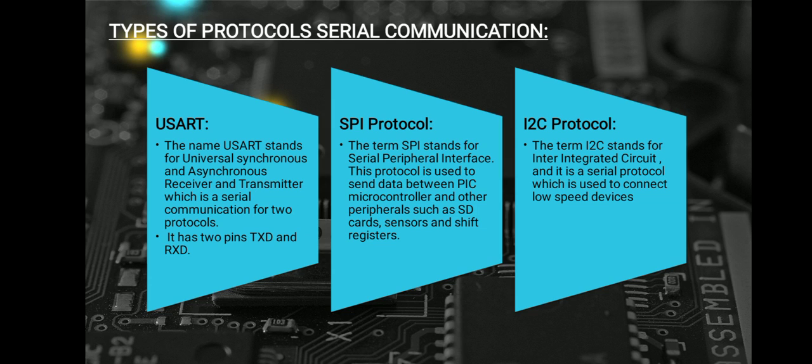SPI protocol. The term SPI stands for Serial Peripheral Interface. This protocol is used to send data between the PIC microcontroller and other peripherals such as SD cards, sensors, and shift registers, etc. The PIC microcontroller supports 3-wire SPI communication between two devices on a common clock source. The data rate of the SPI protocol is more than that of the USART protocol. Third comes the I2C protocol. I2C stands for Inter-Integrated Circuits, and it is a serial protocol which is used to connect two low-speed devices such as EEPROMs, microcontrollers, AD converters, etc.